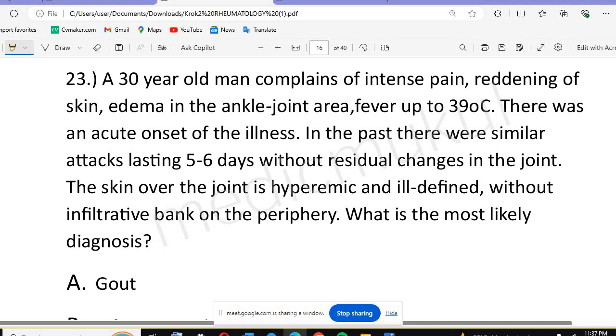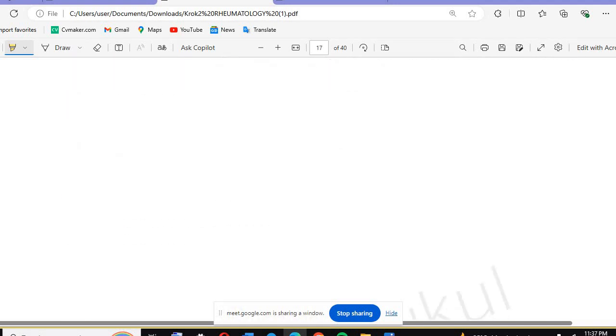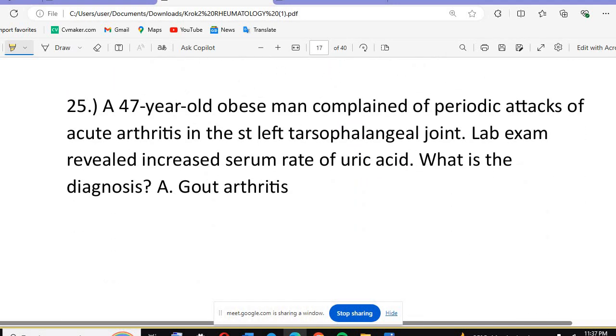The patient complained of intense pain, reddening of the skin, and edema in the ankle joint area. So this is the same question, that is what we have about gout. A man complained of periodic attacks of acute arthritis in the left metatarsophalangeal joint. We know that the serum level of uric acid will be increased. So you see gout, and due to gout there is some joint problem. The inflammation of the joints would be there, and that is known as gouty arthritis.